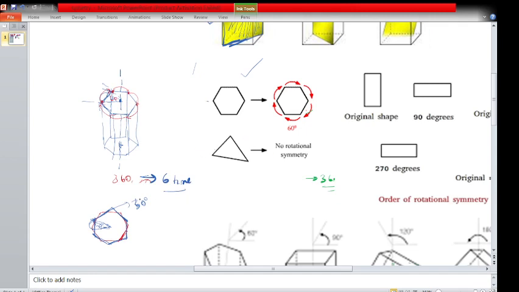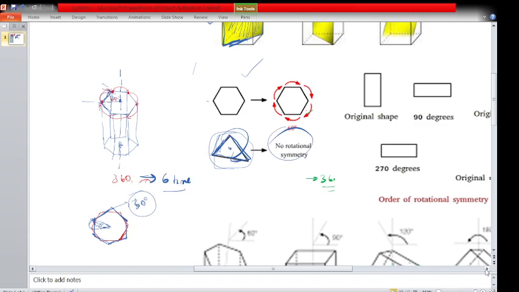Okay, and that is not possible with 30 degrees. You will not get the same shape. Similarly, if you consider this kind of shape, it's a triangle, and if you rotate this one, you will not be getting that same shape for a complete rotation. If you consider 0 to 360 degrees, you will not get, at any angle, this same shape of this triangle. So this does not have rotational symmetry.